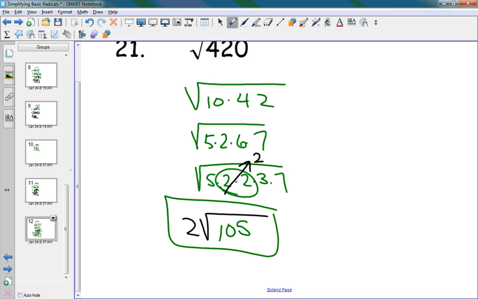It's just confusing. Oh, I didn't add the 2's. What did I do? What's 2 times 2 here? 4. What's the square root of 4?